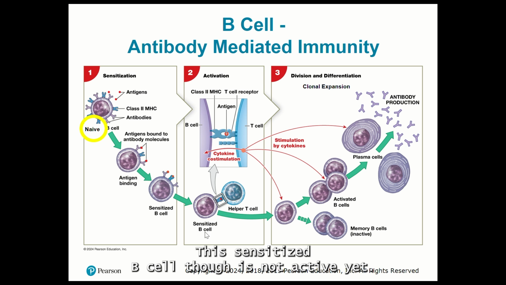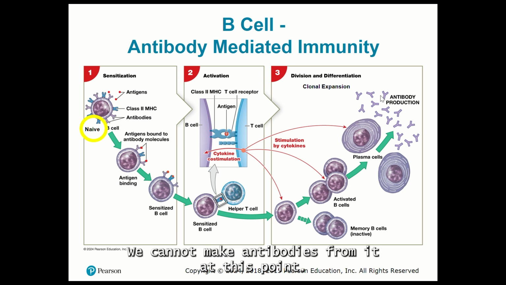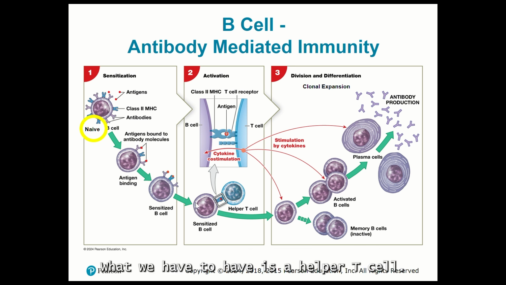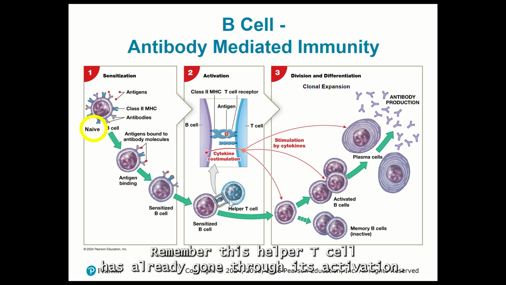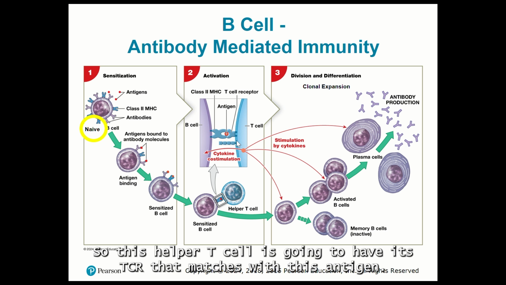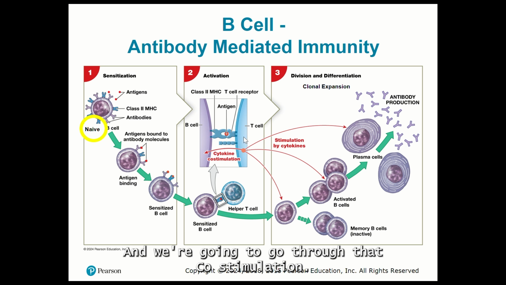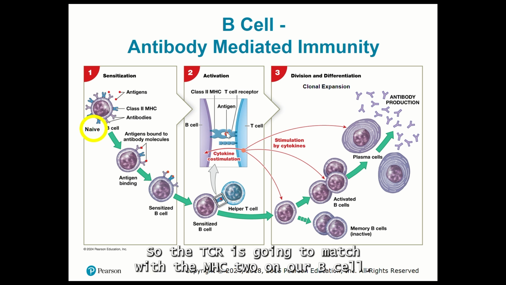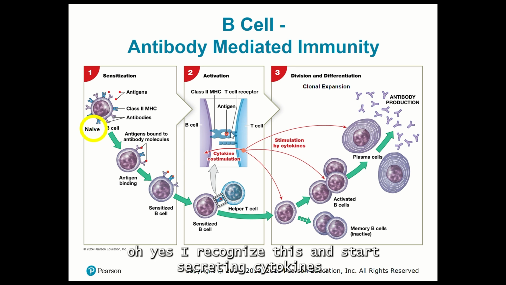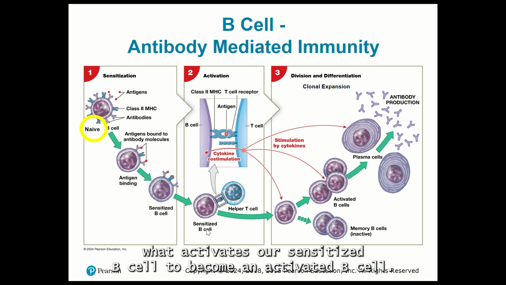This sensitized B cell, though, is not active yet. We cannot make antibodies from it at this point. What we have to have is a helper T cell. Remember, this helper T cell has already gone through its activation. So this helper T cell is going to have its TCR that matches with this antigen already, its CD4 protein, and we're going to go through that co-stimulation. So the TCR is going to match with the MHC2 on our B cell, and then it's going to say, oh yes, I recognize this, and start secreting cytokines. Those cytokines are what activates our sensitized B cell to become an activated B cell.